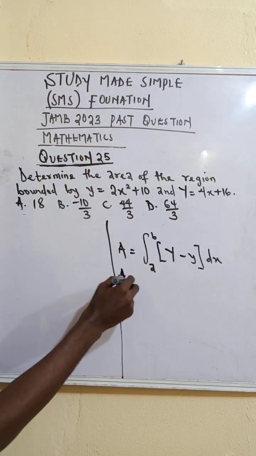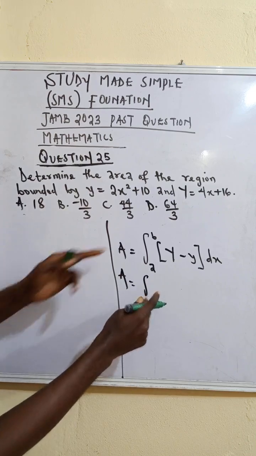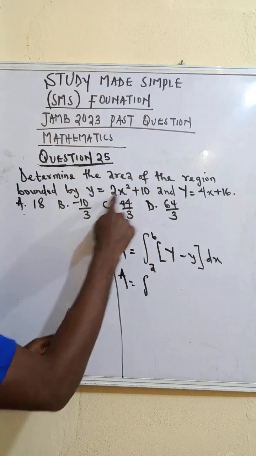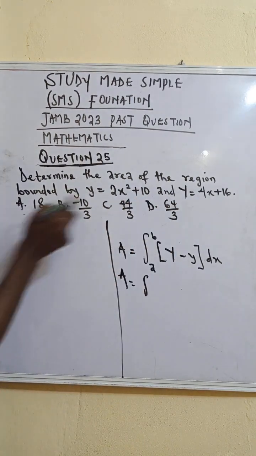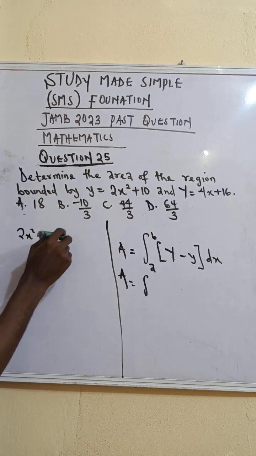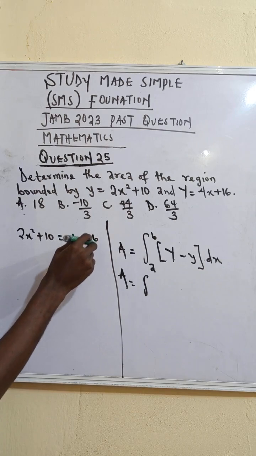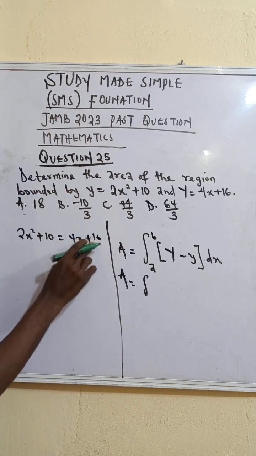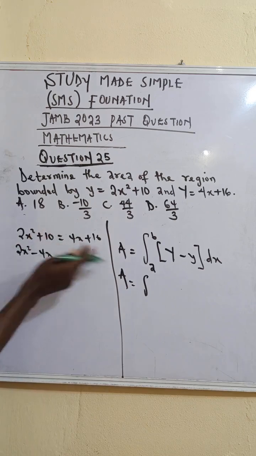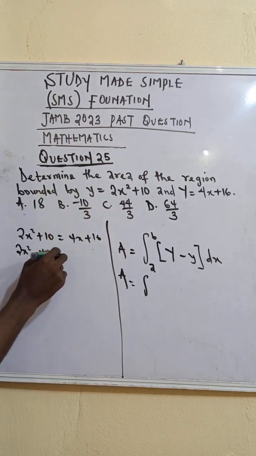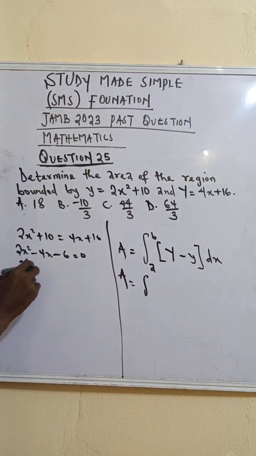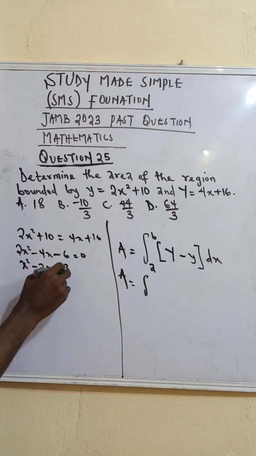Coming to this place, my area will be integral from. Now, before I can get A and B, I need to set both of them to be equal. That's 2x squared plus 10 equal to 4x plus 16. If I rearrange, I'm going to have 2x squared minus 4x. Now, if I bring 16 to this side, I will have minus 6 equal to 0. Divide through by 2. I will have x squared minus 2x minus 3 equal to 0.